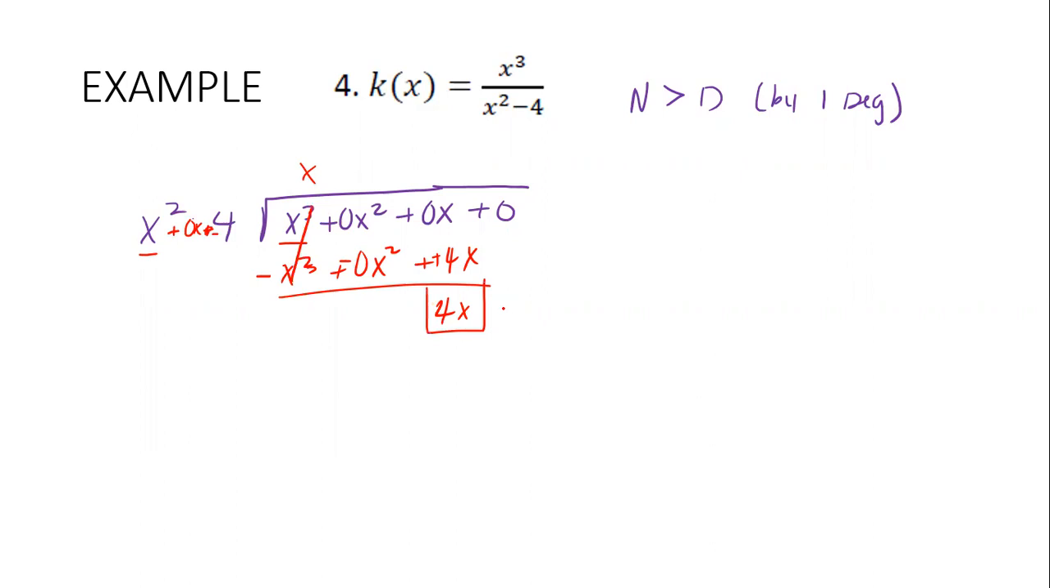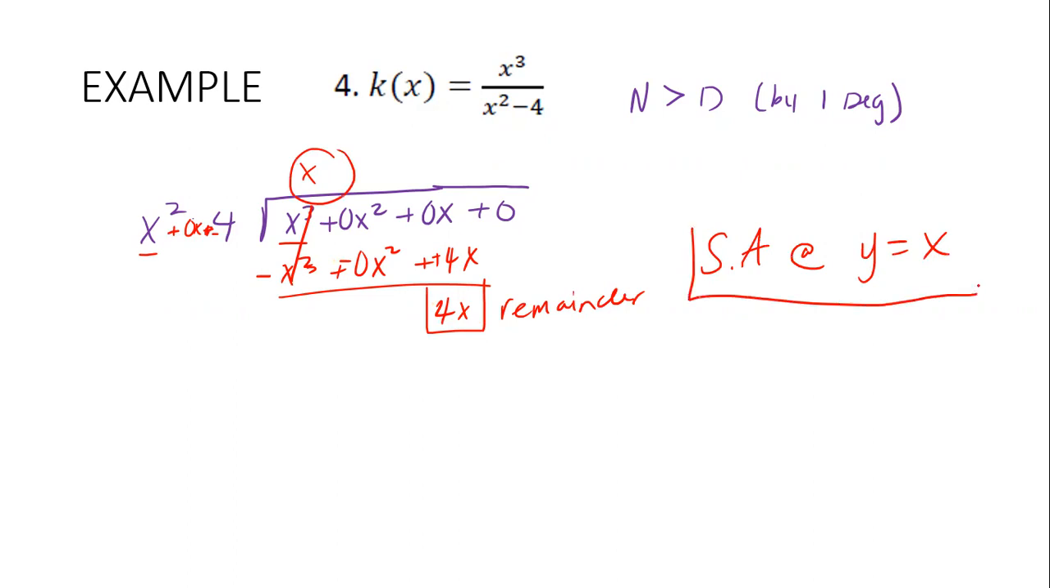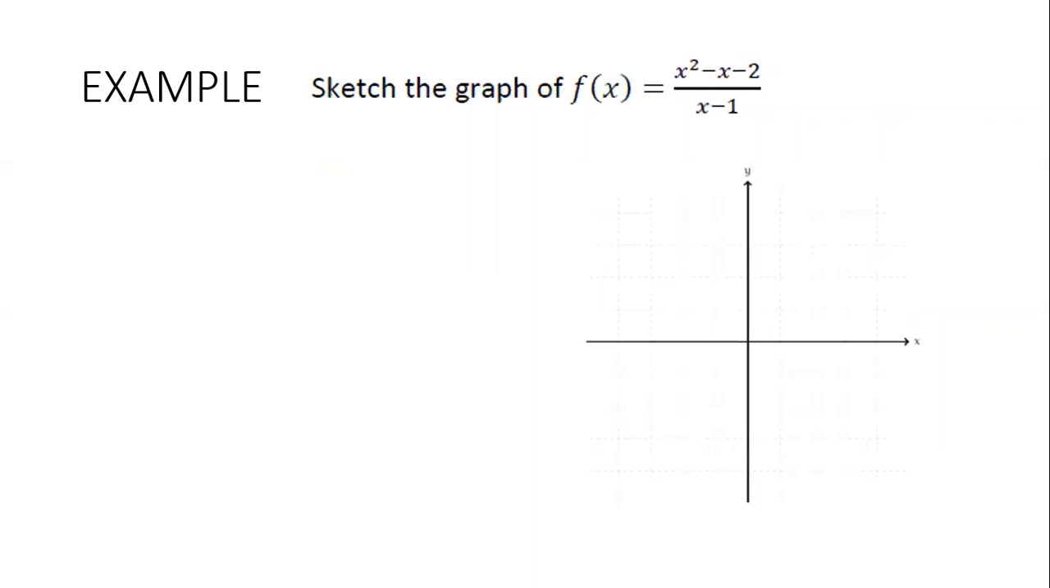Because you can see it. Here's my remainder. Because can I divide anymore? No. So where is my slant asymptote? It's at y equals x. This is why we had to learn long division.